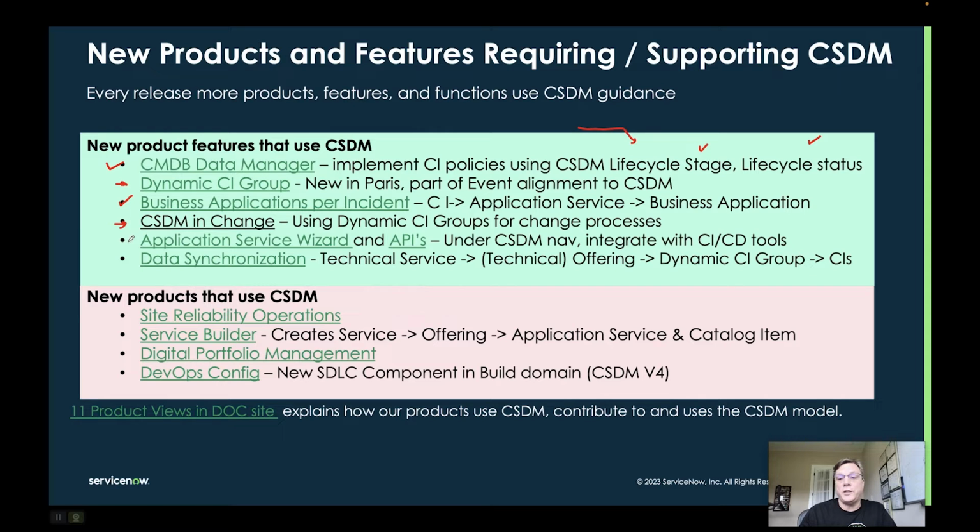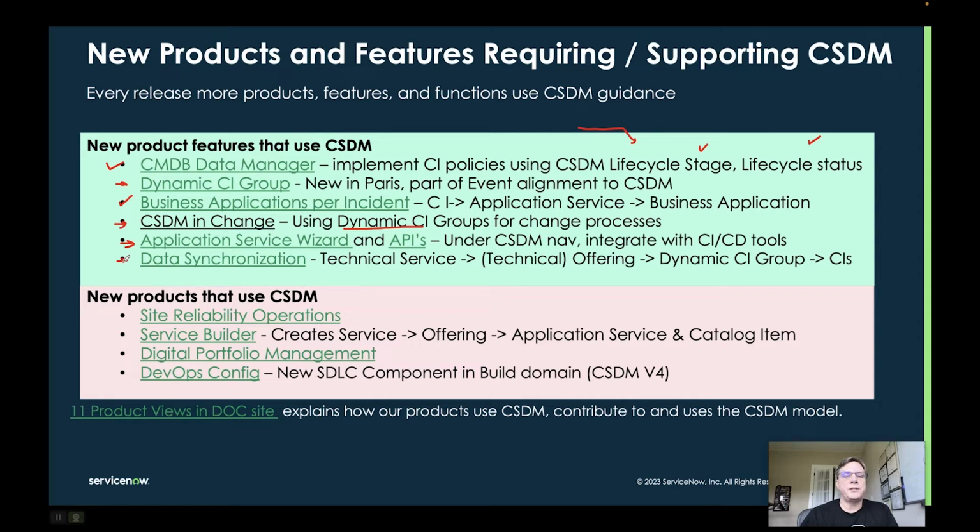CSDM is used in change management. There's videos on this. There's also documentation on how, but we unpack that dynamic CI group. There may be 1,000 CIs being updated in a patch, and we're able to track each one individually through change management by unpacking those. Application Service Wizard allows you to create those app services in the CSDM structure. We're not going to get into that today in detail, but this allows you to create them dynamically as part of your CI/CD process and synchronize the CMDB with the activities going on.